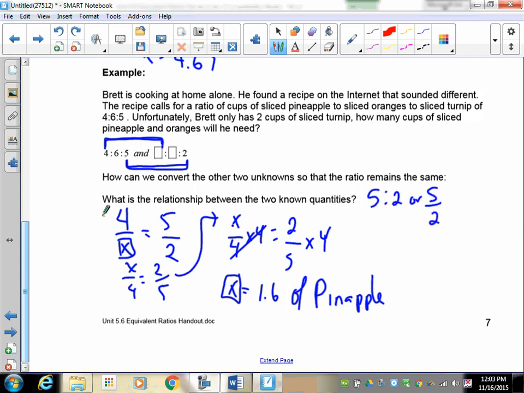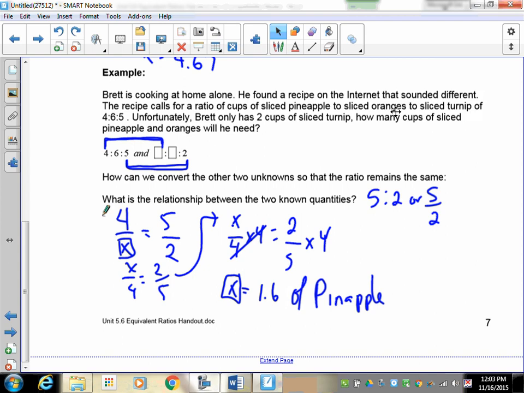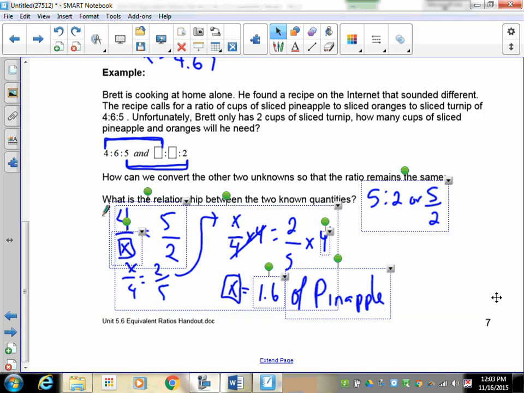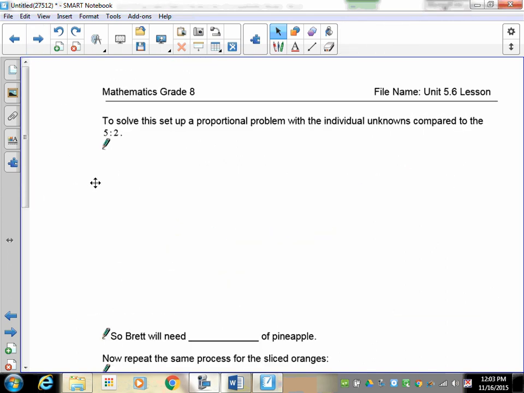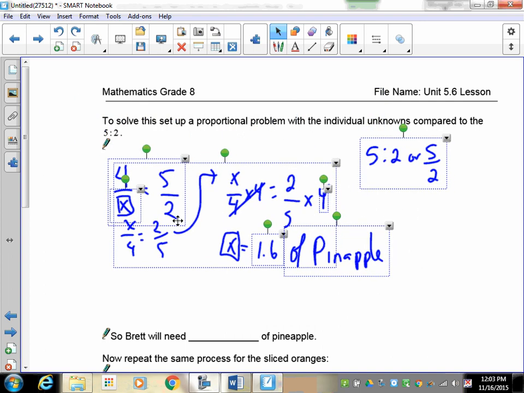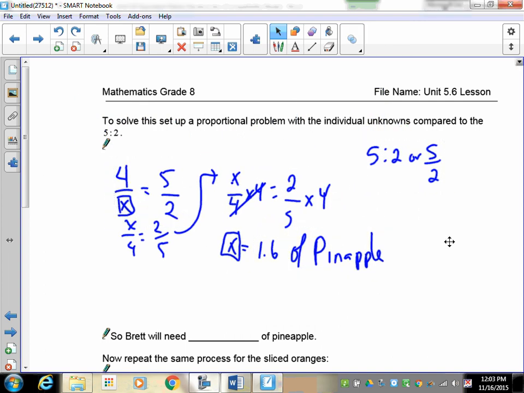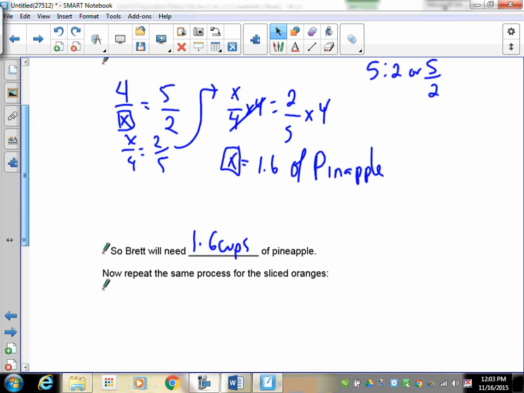All right, this part down below here, I'm just going to take that, and you don't have to worry about changing your notes. You can just work from page to page, but I'm going to grab them anyway and just copy this and cut it and put it on the next page. So there's the answer to that one. Okay, so he needs 1.6 cups of pineapple. So now the next thing to do is to do the same process for oranges.